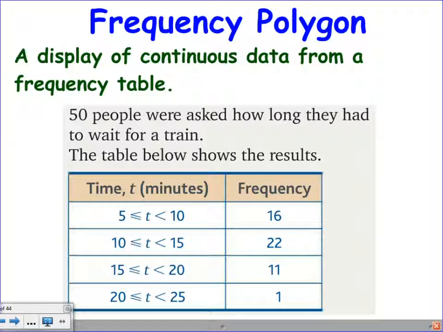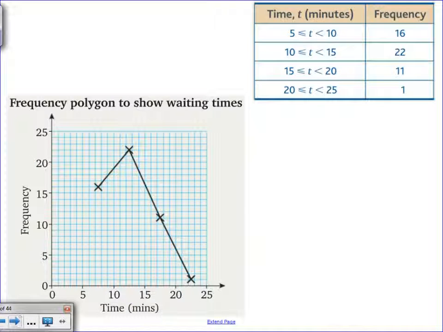So when I asked my 50 people, 16 people said they were between 5 and 10 minutes late, 22 between 10 and 15, 11 people were between 15 and 20, and 1 person was between 20 and 25 minutes late. Okay? So that's the data I'm giving you. This is the continuous information we're tracking. This is the number of people who are that late. Okay? So a frequency polygon is a fancy term for a line graph.